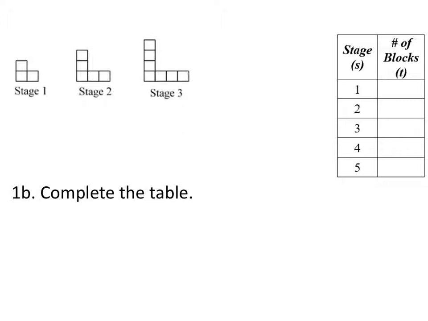Alright, from stage 1 we can see that we're going to start with 3 blocks. And from there we're just adding 2 blocks every stage, so whether you count them for stage 2 and 3 wouldn't matter. I would take 3 blocks and add 2 to get 5 blocks for stage 2. Next stage, 2 more blocks, 7. Next stage, 2 more blocks, 9, and then 11. Very good. So this would complete the table for this one.